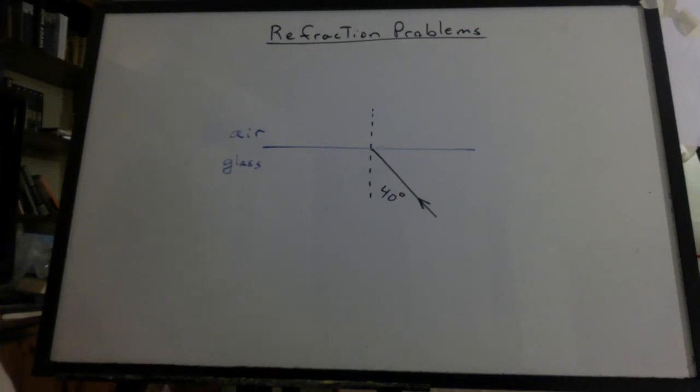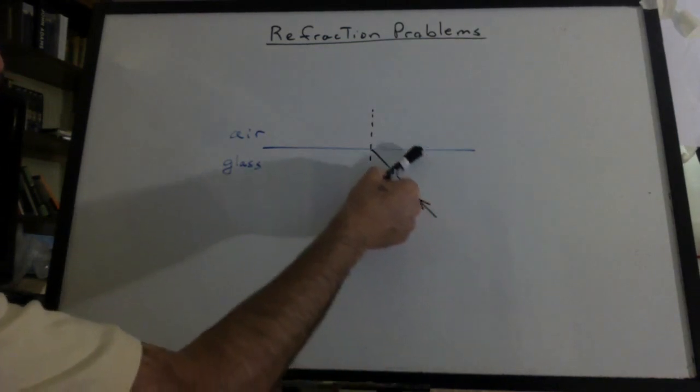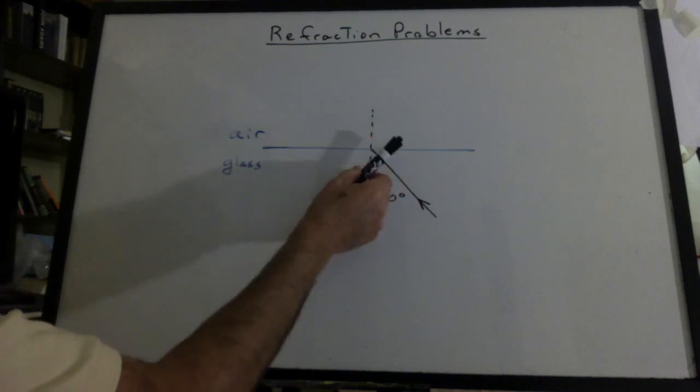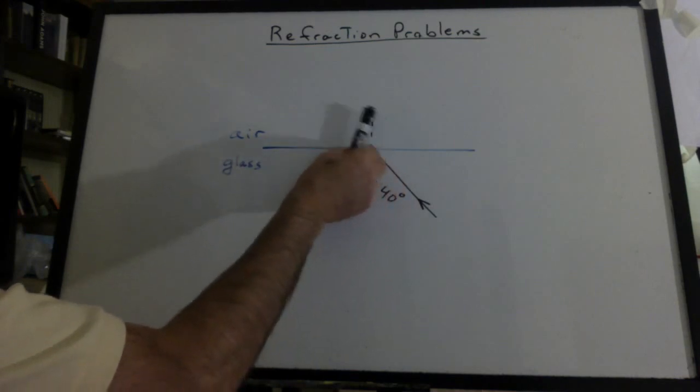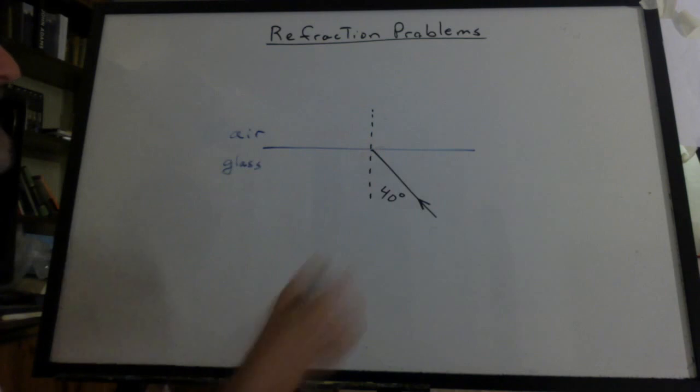Same glass, now trace the ray. What's it going to do? Look at the waves coming up. That side's going to come out first. It's going to speed up and turn away from the normal.